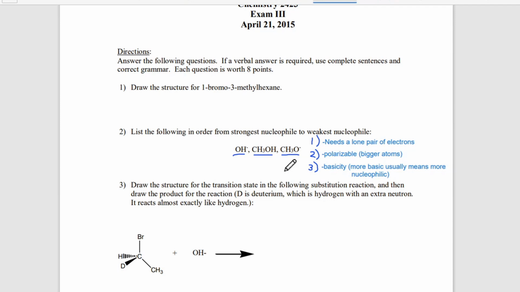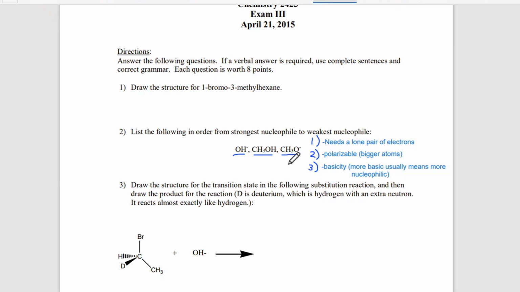What do you think? I see one of you unmuted, but I'm not hearing anything you're saying. Maybe the CH3O minus.